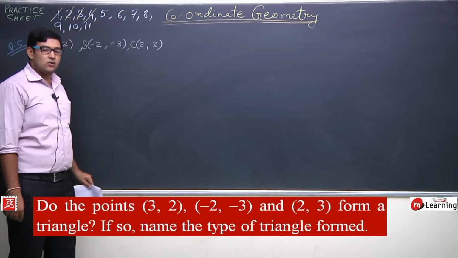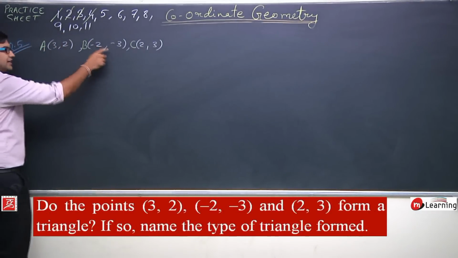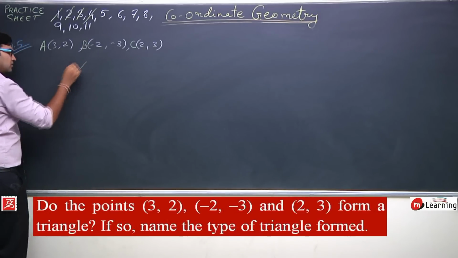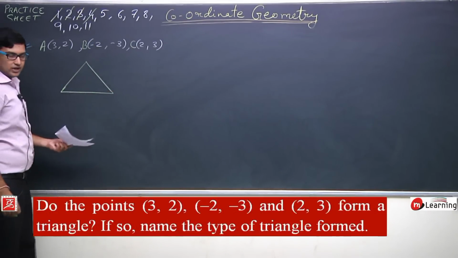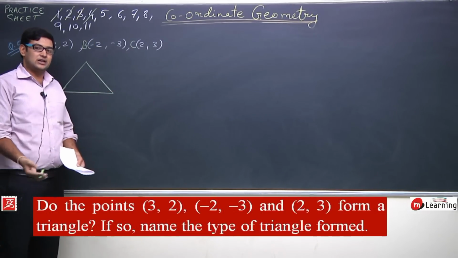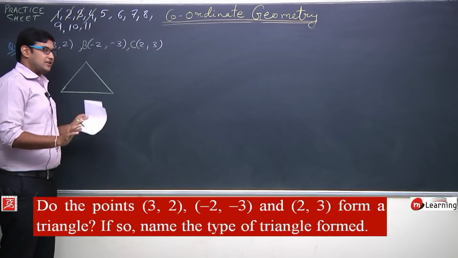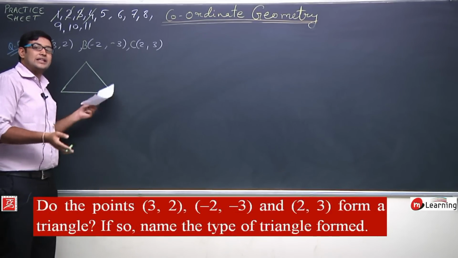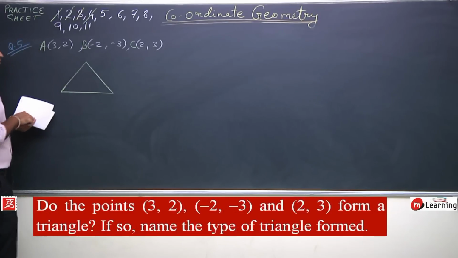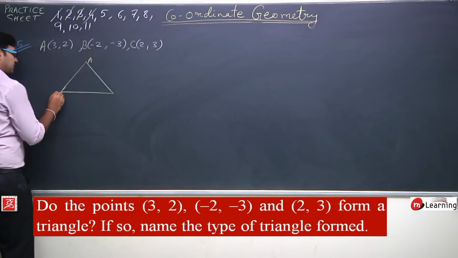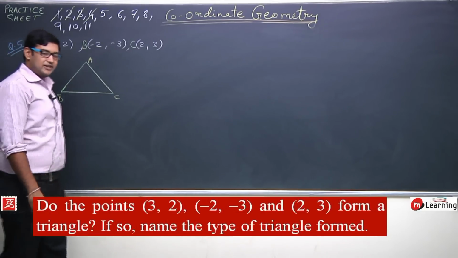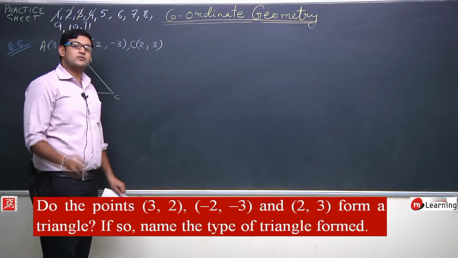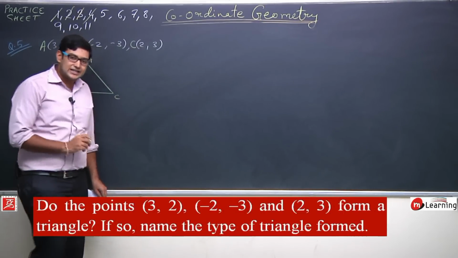Now अगर इन तीनों से एक ट्राइंगल फॉर्म हो रहा है, so that triangle must look something like this. कुछ ऐसा होना चाहिए. Okay, I am not drawing the exact triangle, but roughly, a general form of triangle. So in this triangle, if this point is A, this point is B and this point is C, there is a very very important condition for the formation of a triangle.